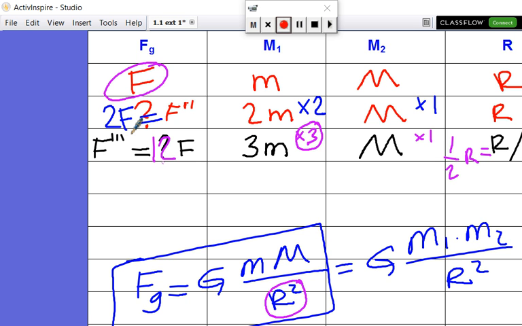One last one, with a different color. Let's see if I can choose a color from here. I won't. Anyway, let's use this for this one. All right, so let's say you increase the first mass.